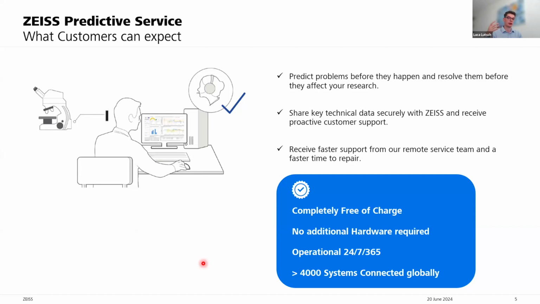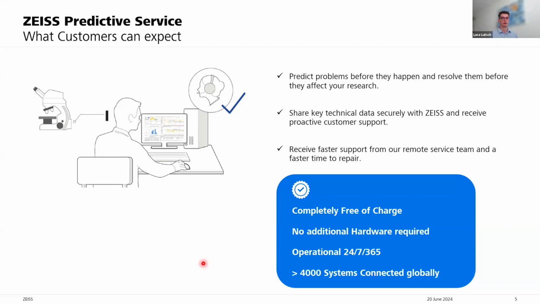And now to the advantages at the end. ZEISS Predictive Service is currently completely free of charge. So it's a service you can get without any additional costs. There is no additional hardware required. So just the operating computer from your microscope is sufficient. It's just a little software there to interact with our server instance. There's no additional hardware required.